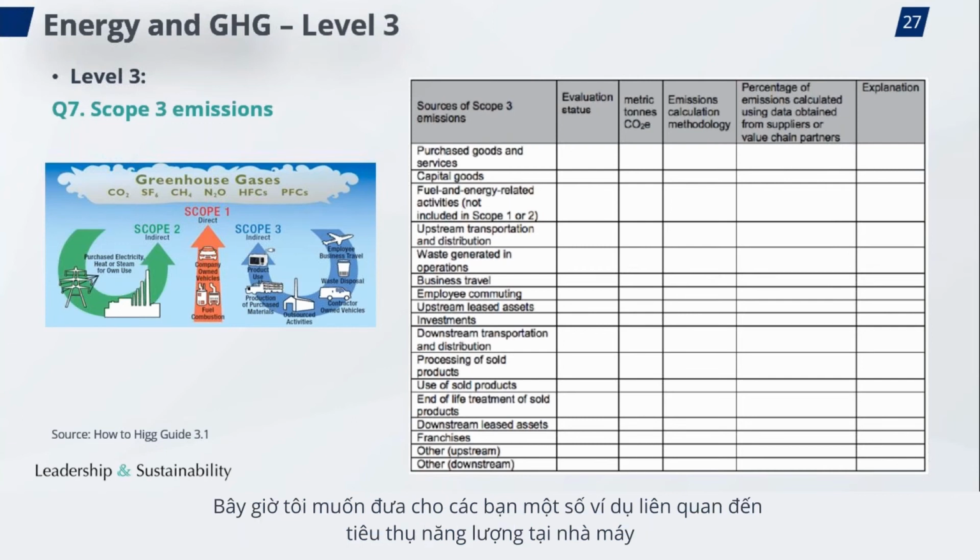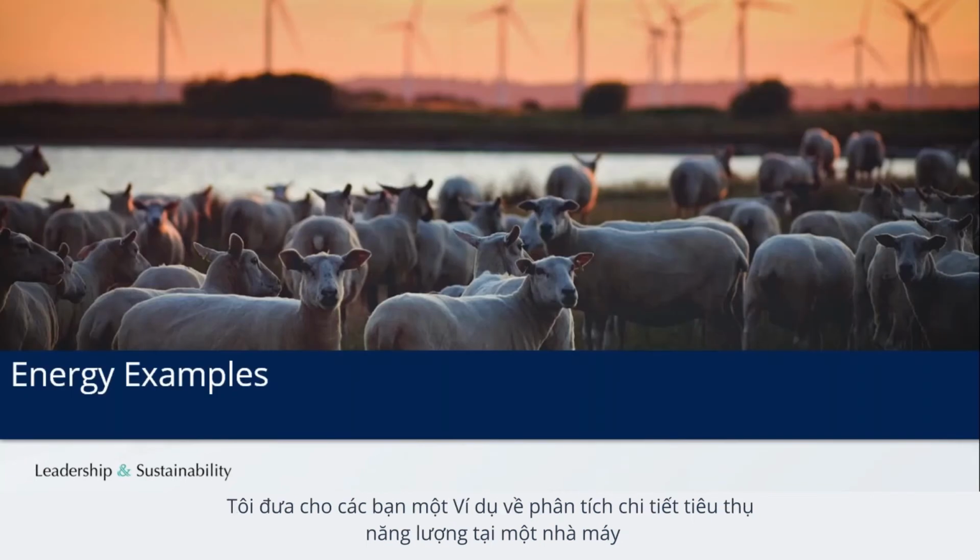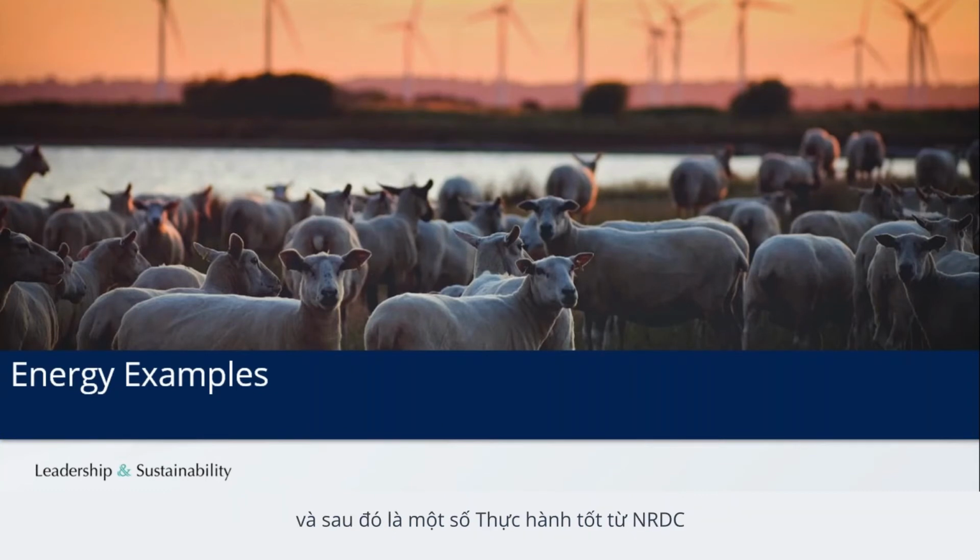And now I would like to give you just a few examples that are relevant for your facility's energy consumption. And I would like to show you an energy use breakdown as well as how typical, and then after that, we also have some best practice examples from the Natural Resources Defense Council, NRDC, and their report on energy best practices for textile mills. So let us go there.